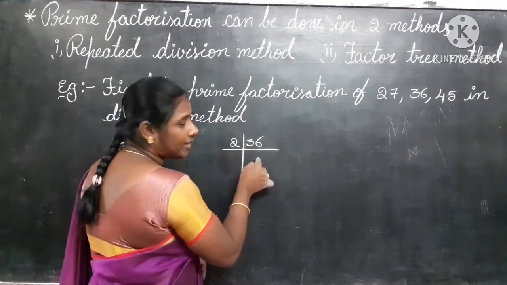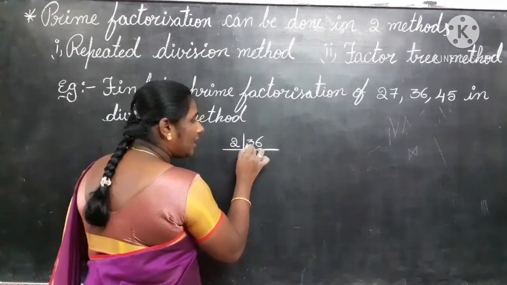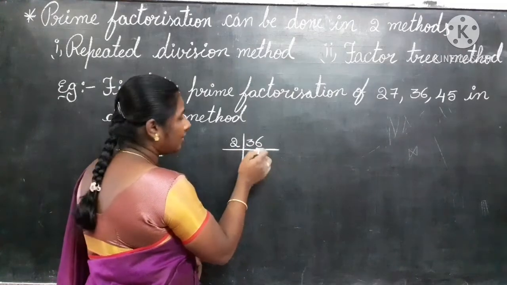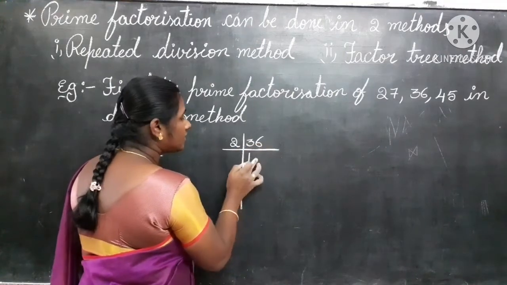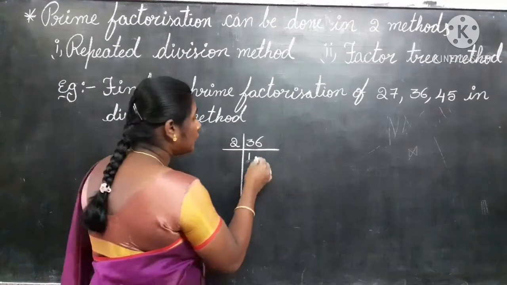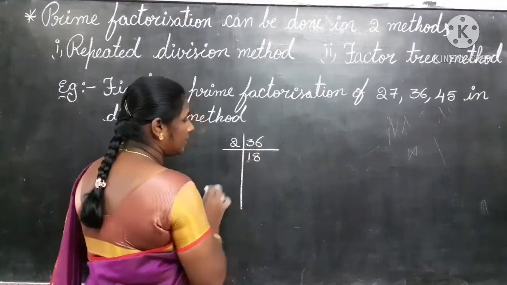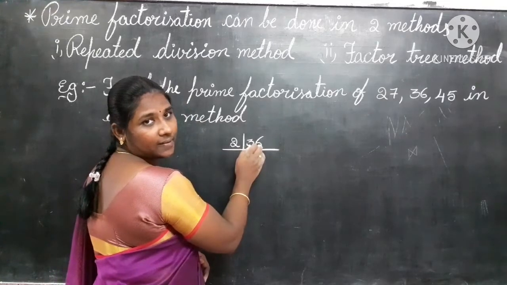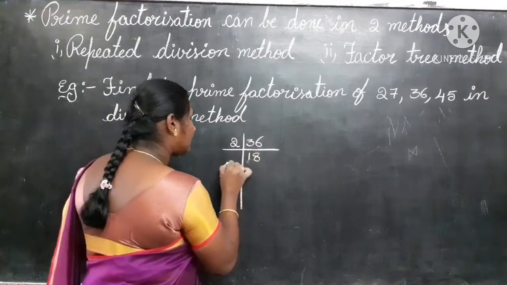When we do division, 2 ones are 2. Remaining how much here? 1. 2 ones are 2. 3 minus 2, 1. 1 6 16. 2 table 16 how many times? 2 8s are 16. So 2 18. 18 2s are 36.